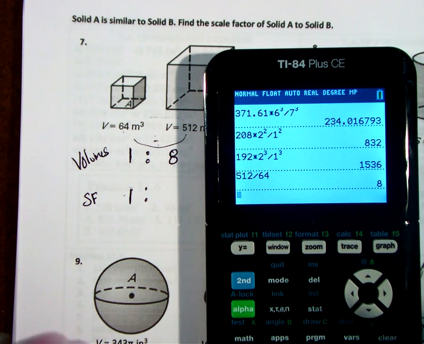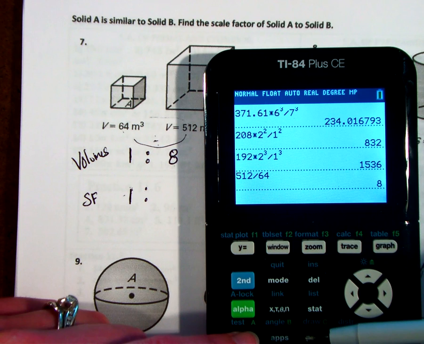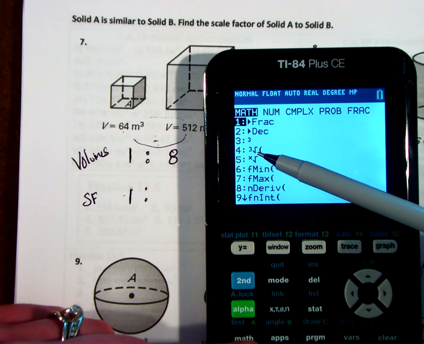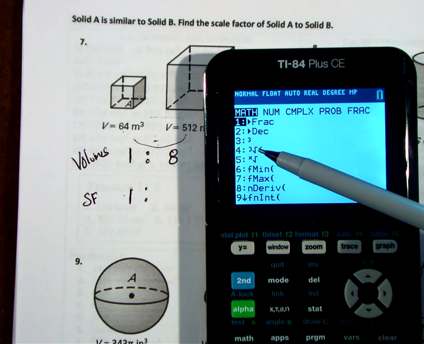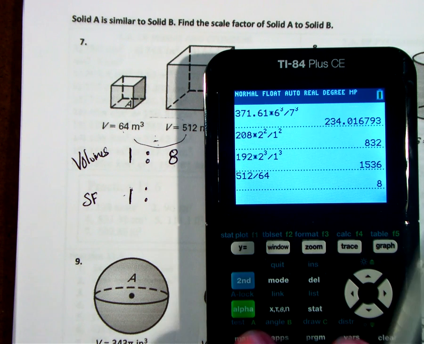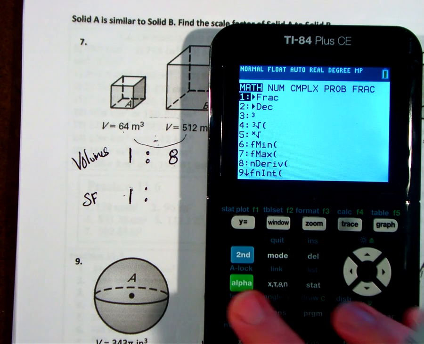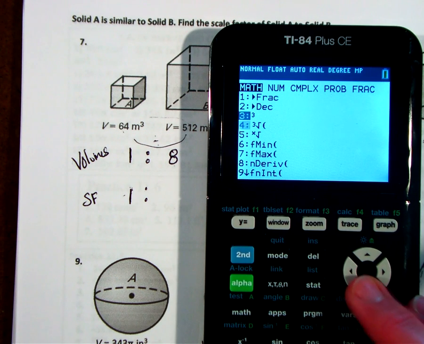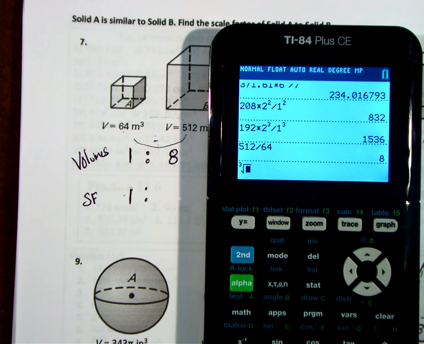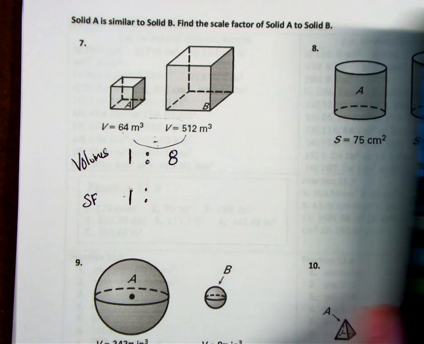So to find the cubed root of something, okay, here's how you would find it. The cubed root of something is right here in your graphing calculator. So it's underneath the math menu. So you hit math, that's that third button down on the left side, so hit math. And the fourth option down is the cubed root. So the cubed root of 8 is 2.